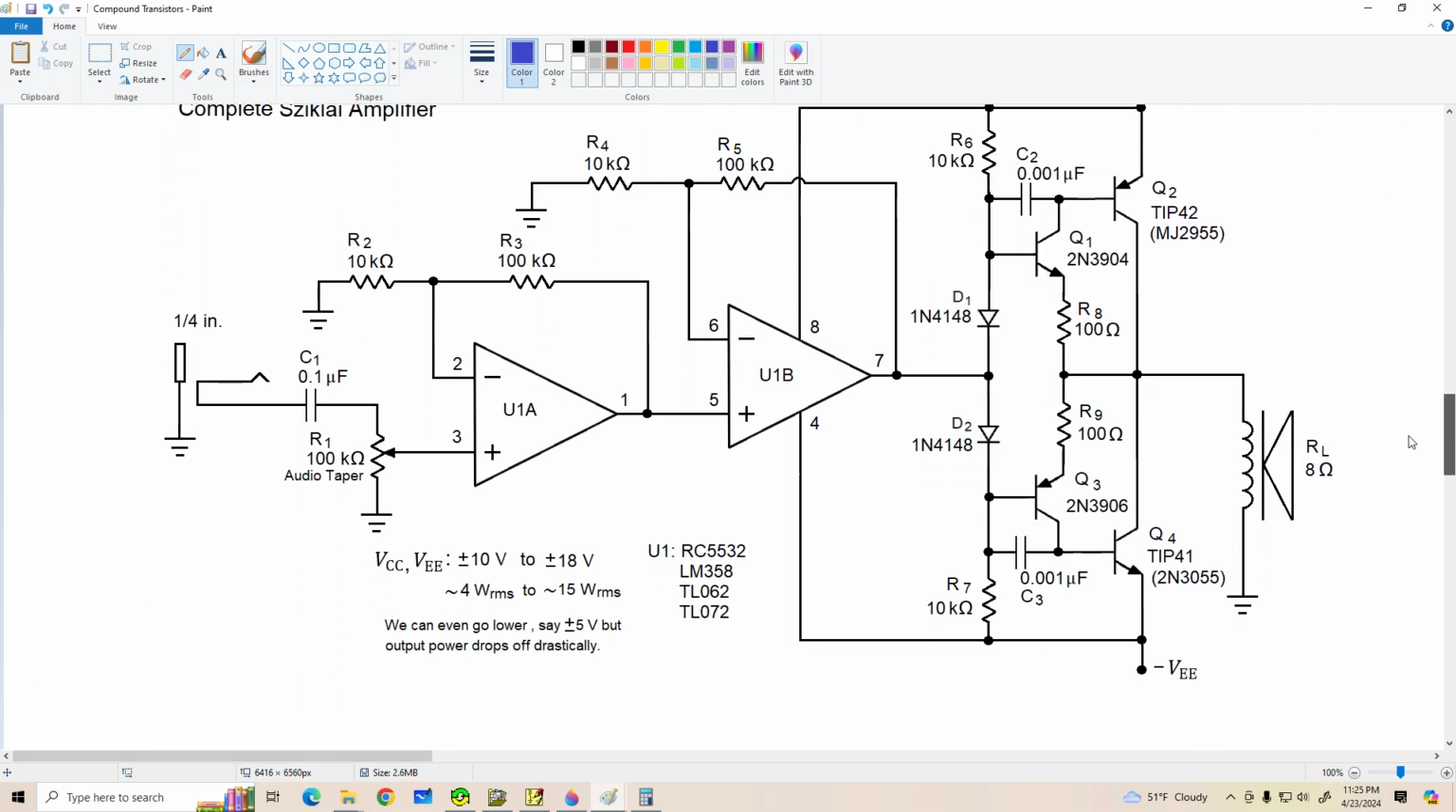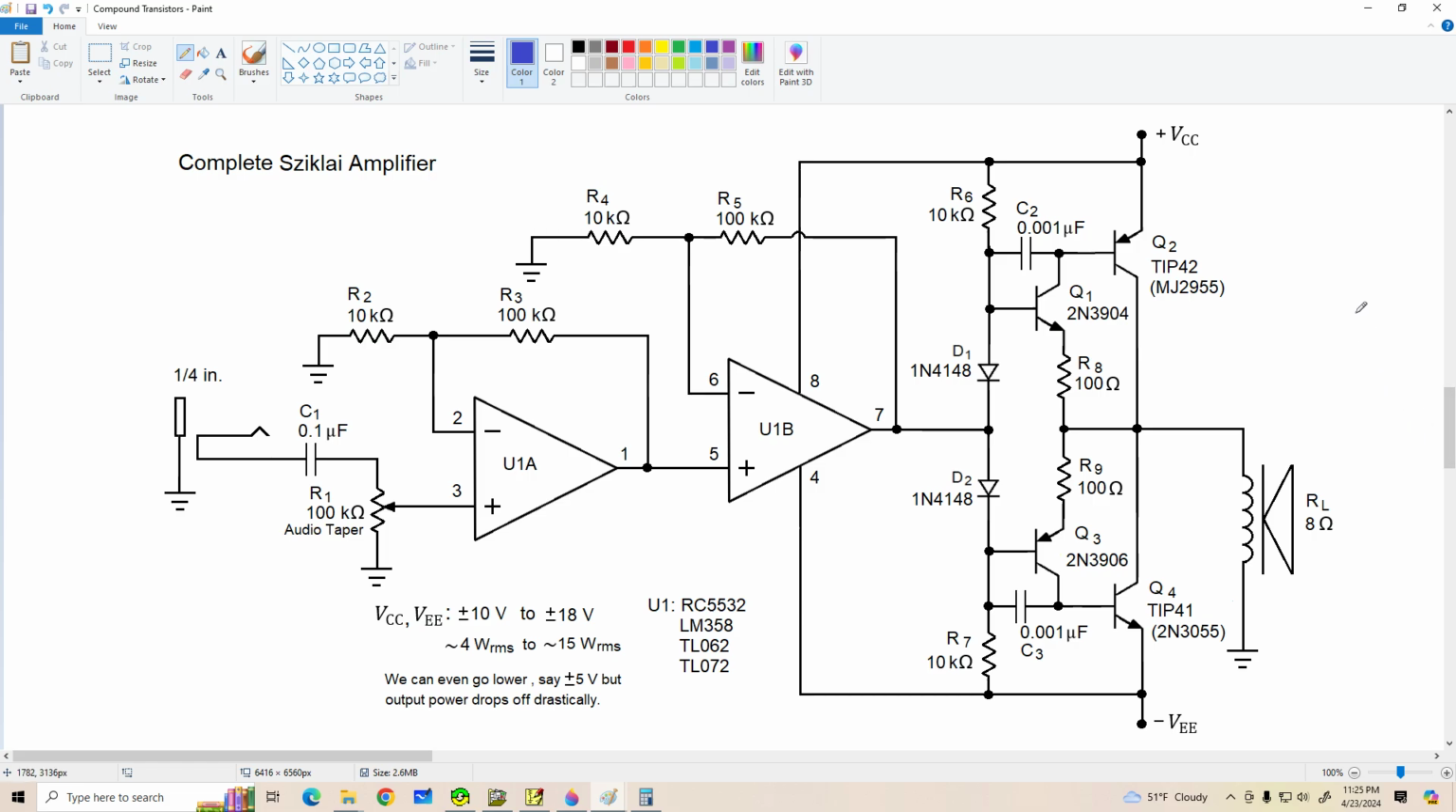What we've got here is a complete amplifier. The output section is based on Sziklai transistors with a few minor modifications. Let's start there, looking at the NPN side. We've got a 2N3904 and either a TIP42 or an MJ2955 power transistor. Notice that I've added a small capacitor from the collector of Q1 to its base.